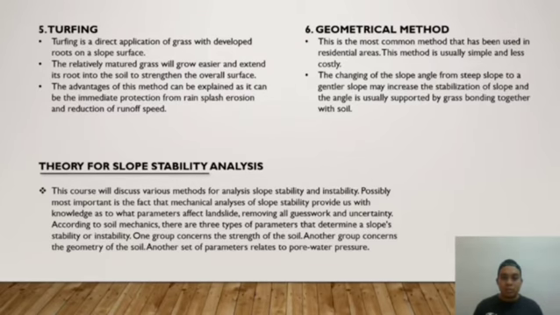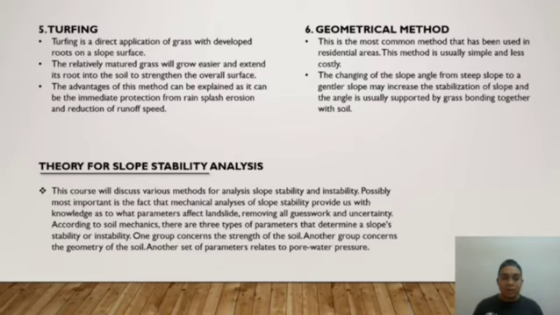This is the most common method that has been used in residential areas. This method is usually simple and less costly. Changing the slope angle from a steep slope to a gentler slope may increase the stabilization of the slope, and the slope is usually supported by grass bonding together with soil.